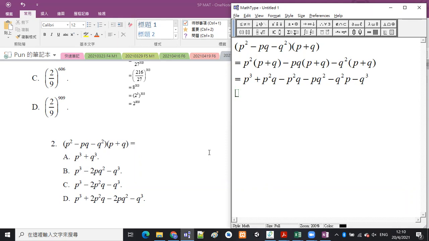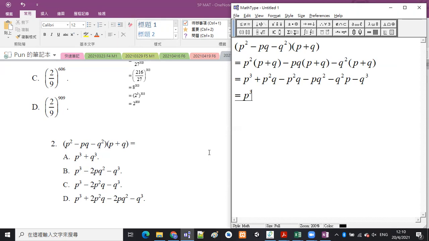Get this? And then we need to find out the like terms to calculate the like terms. Is there any like term for the p cubed term? No, it is alone. P cubed is alone. Okay, no calculation, no like terms. How about the second term? P squared Q. Does it have any like terms which can be calculated?